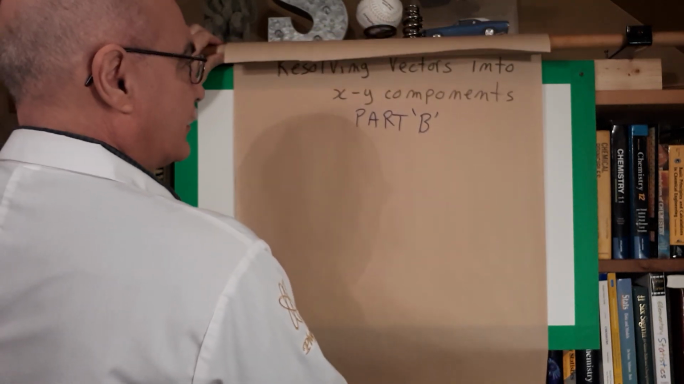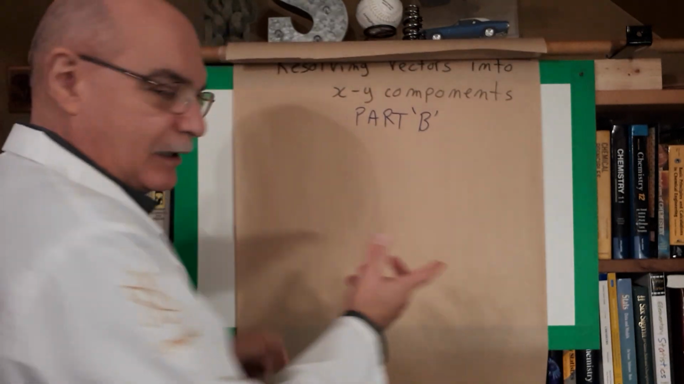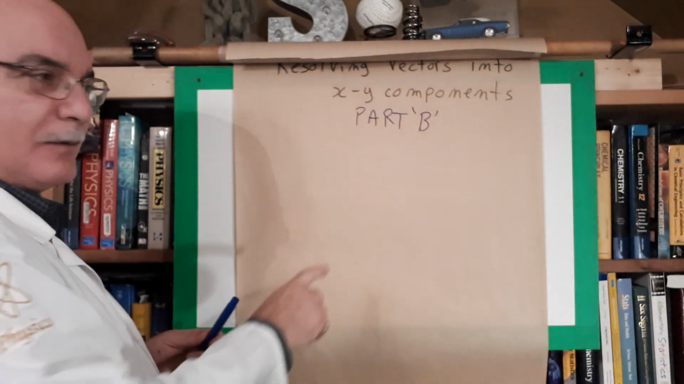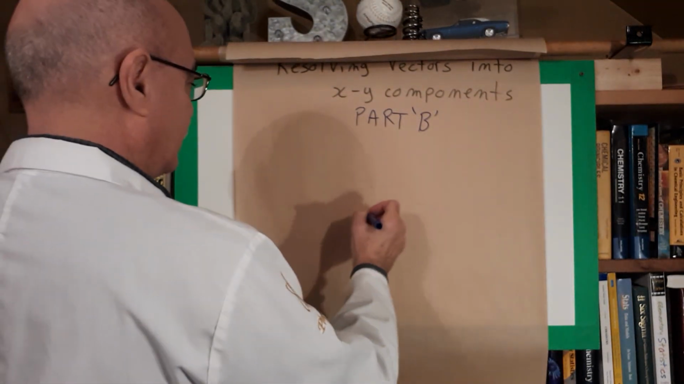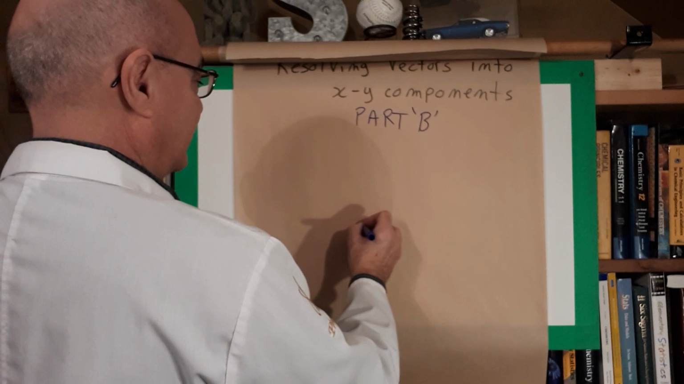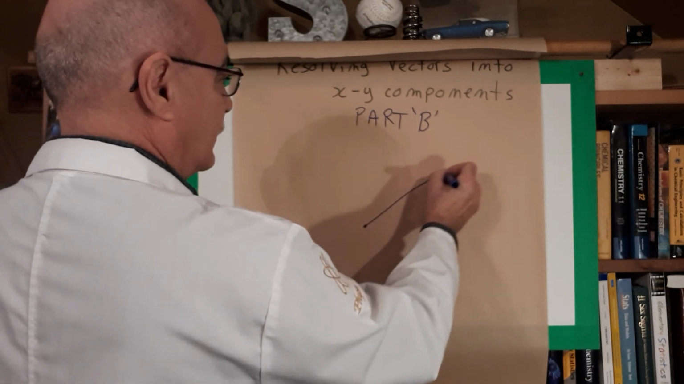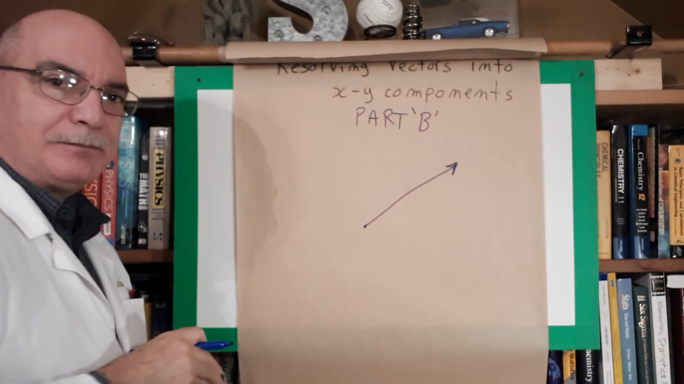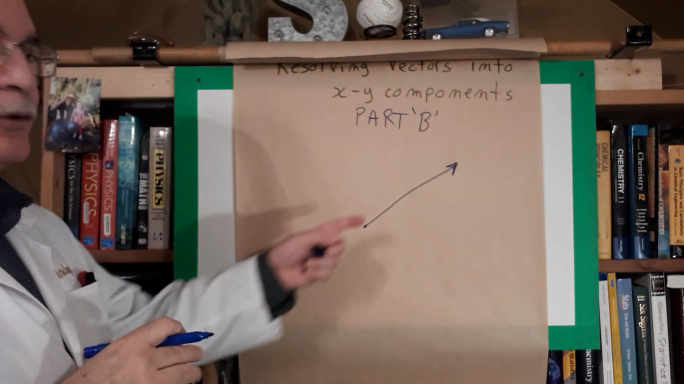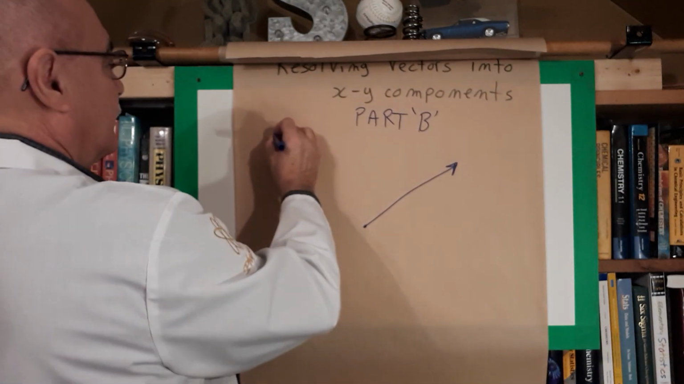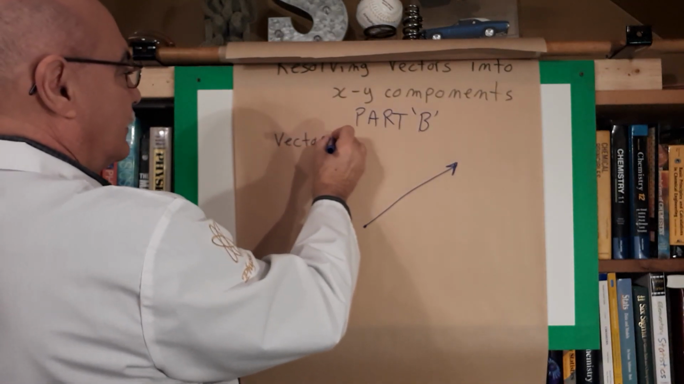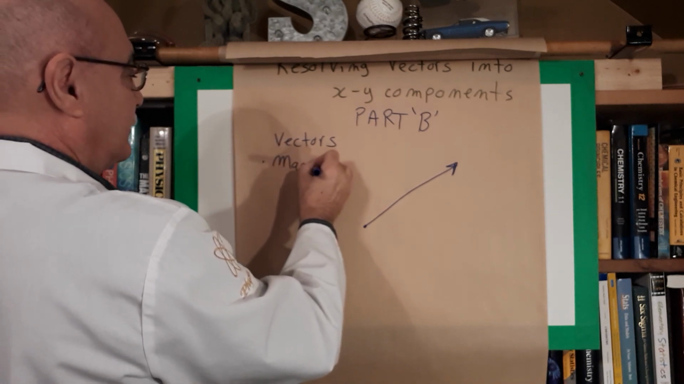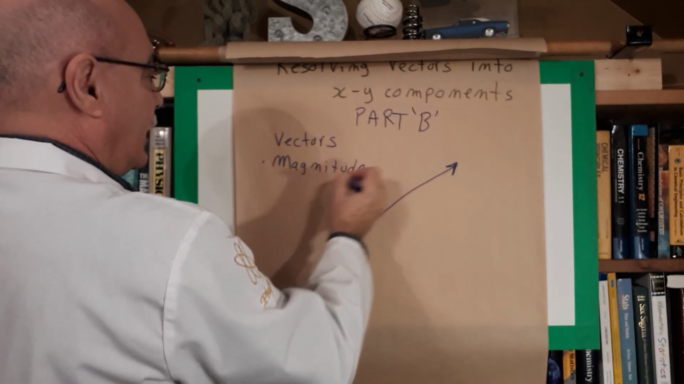So consider a vector. A vector is generally depicted as an arrow, and normally we begin with the arrow going to the right and upwards. So we'll do a vector something like this. Start here, straight line going in that direction. And there's two parts to a vector. Vectors, they've got magnitude and a direction.